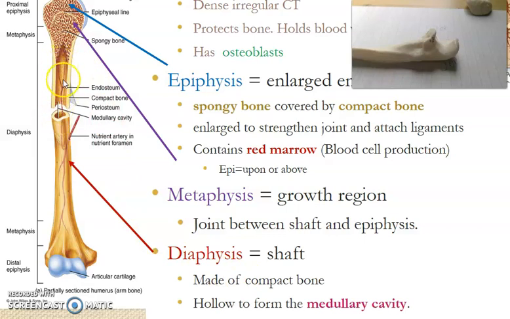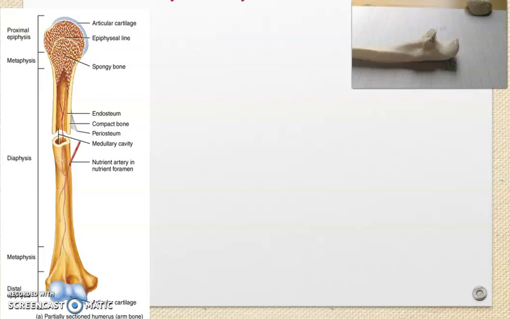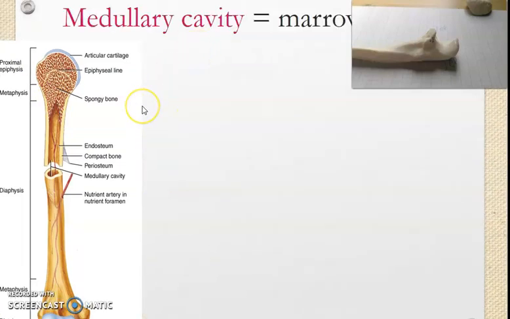Now notice it has an empty cavity. That is the medullary cavity. Remember, the medulla was the middle of the hair? Well, the medullary cavity is the middle of the bone. We're going to see medulla in the middle of everything in this class. Now, the medullary cavity is going to have yellow marrow, which is just a fat store. So, the medullary cavity is the marrow cavity.